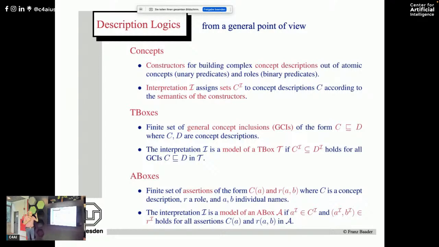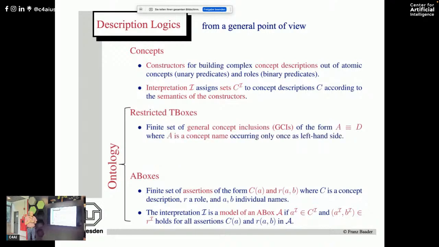Okay, this way you now, in principle, know the semantics of T boxes and A boxes, but I was still hiding how we actually build these concept descriptions. And let's not forget, if we have a T box and an A box, we call it an ontology.